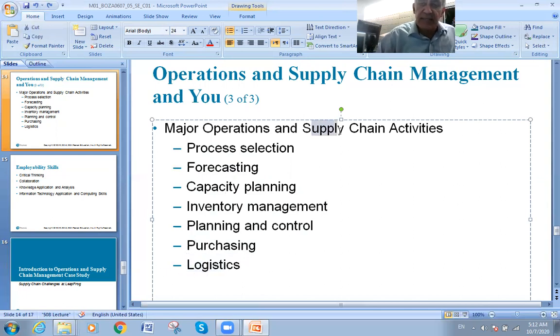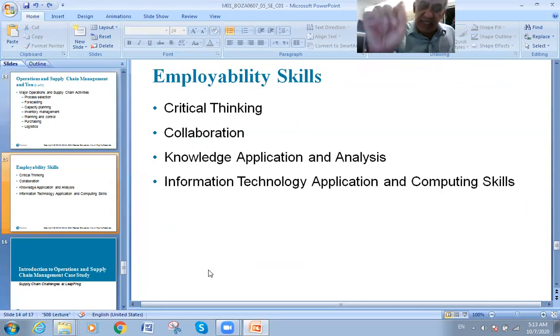Planning and control, purchasing and logistics. Okay, supply chain, including logistics. Remember, supply chain and logistics. I want you to take a note from this now.